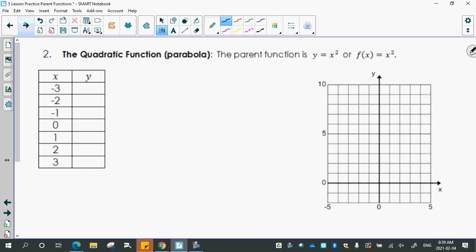Okay, the next one is the parabola. So parabola is a function. The most basic parabola is just y equals x squared, or using function notation, f of x equals x squared. So I take x and I square it to get y. So -3 squared is +9. So the negative times a negative is positive. -2 squared is 4. -1 squared is 1.